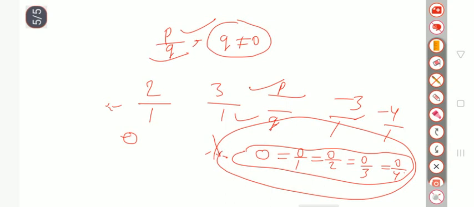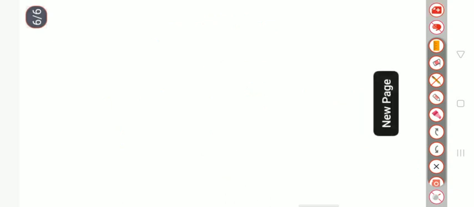Now sometimes they ask questions: find the rational numbers between two given rational numbers. Suppose one rational number is given 2 and another is given 3. So how many rational numbers are there in between 2 and 3? There will be infinitely many rational numbers between 2 and 3. Someone will ask how? So I am explaining how there are infinitely many rational numbers between 2 and 3.